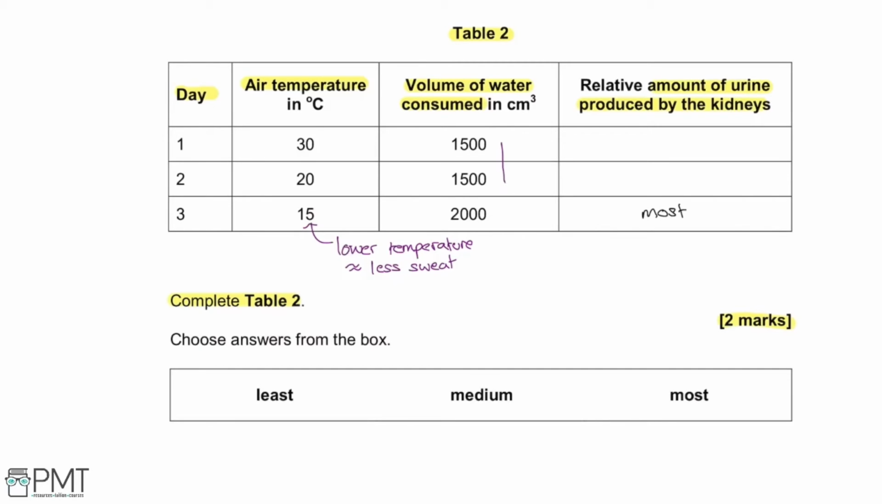With the next 2 options, the volume of water consumed is the same, so we need to work with our temperature values. On day 1, there is a higher temperature, and this indicates that they will probably be sweating more, and therefore have less extra water in their bodies, so this one will be the least amount of urine produced by the kidneys. And that means that the last one will be medium by process of elimination.